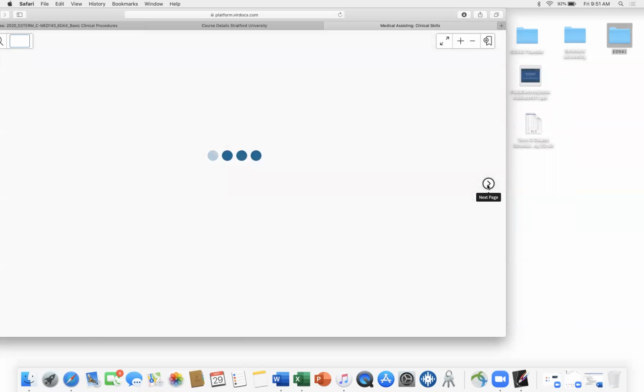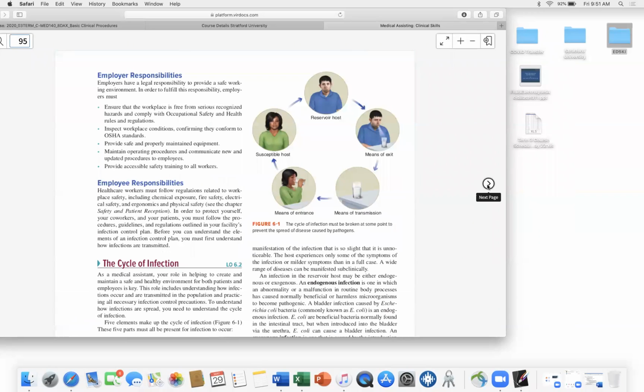Now let's see if the pages match up. Ooh, look at this one. This is really important: the cycle of infection. Know your cycle of infection. It all starts with a reservoir host, and this is really important to what's going on nowadays. There has to be a means of exit. One way, of course, is you can cough, or in the case of COVID, you go touch something. Then there has to be a means of transmission. If you're coughing, it's airborne or droplet.